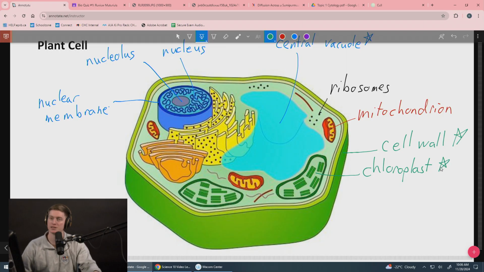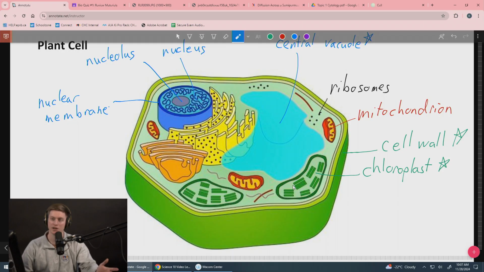Also going to put a star next to the chloroplast because those are plant specific. When you're looking at diagrams of these, chloroplasts and mitochondria can look pretty similar. A mitochondria, well, I want you to think of it having squiggly lines inside, whereas a chloroplast is going to have stacks of lines on the inside.